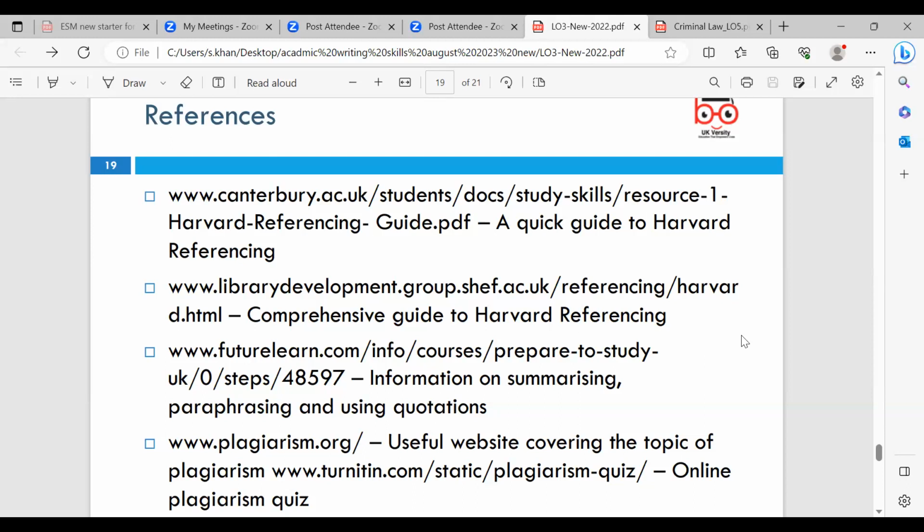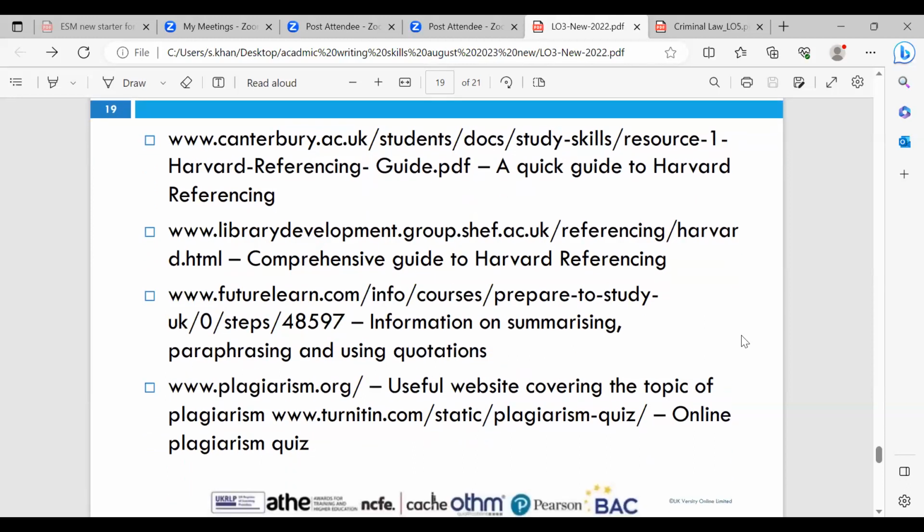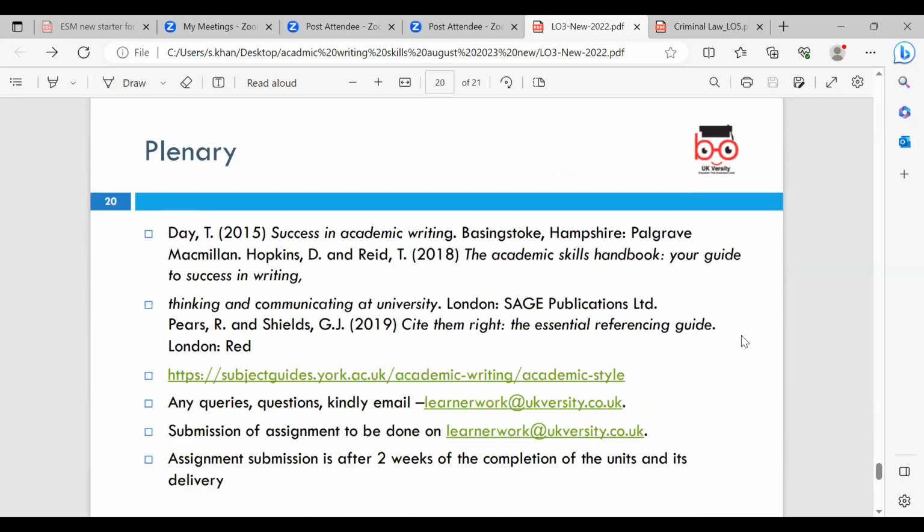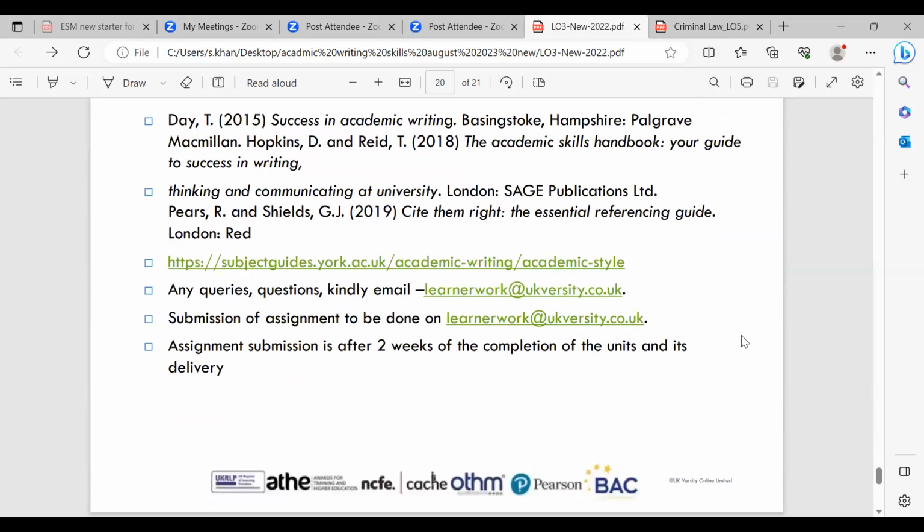Please use Moodle for getting any resources. And these are really good websites: Future Learn, Library Development, Canterbury ACG. They help you with Harvard referencing, and also with plagiarism. These are websites that you can use, okay? There are some websites here also, and books: Academic Skills Handbook, Thinking and Communicating at University, and some links there for you to go to.